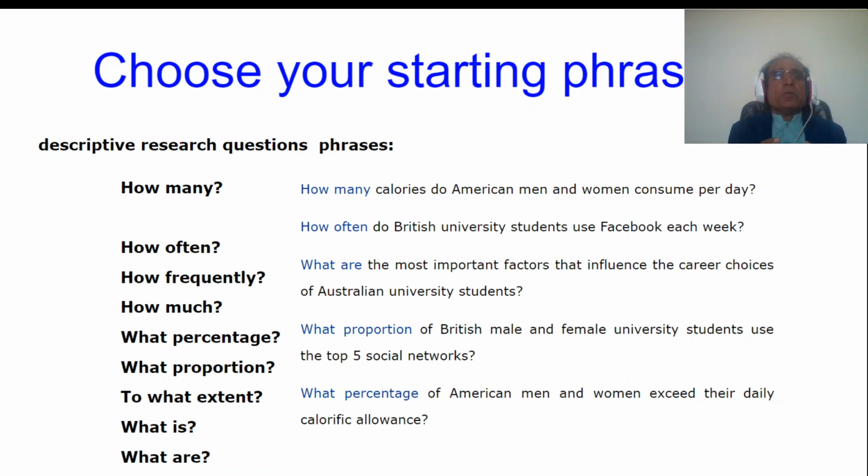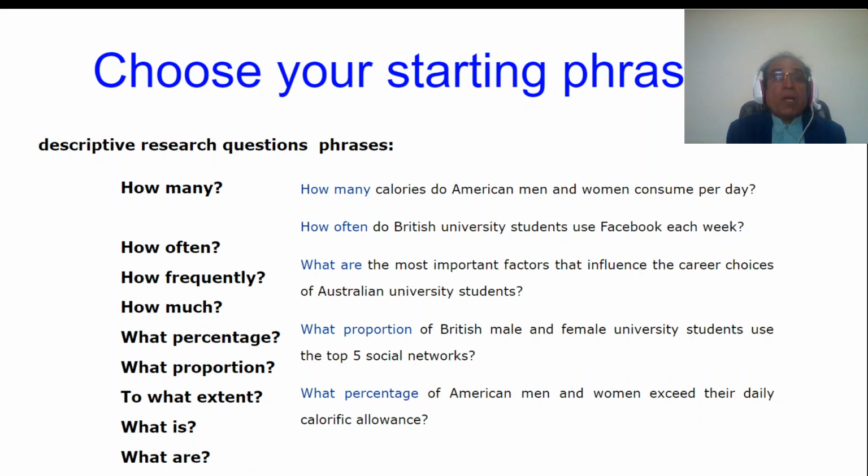First of all, choose your starting phrase. The most common starting phrases that are used in descriptive research questions are how many, how often, how frequently, how much, what percentage, what proportion, to what extent, what is, and what are. In these examples, these phrases have been highlighted with light blue color.